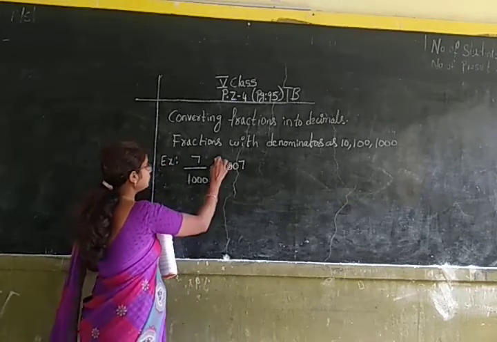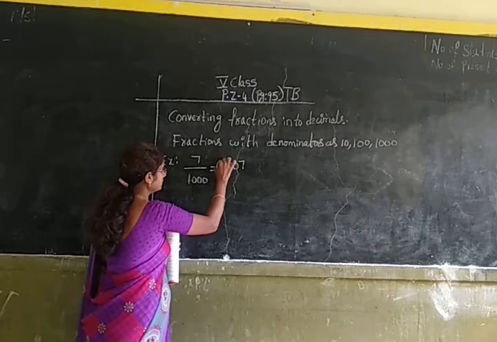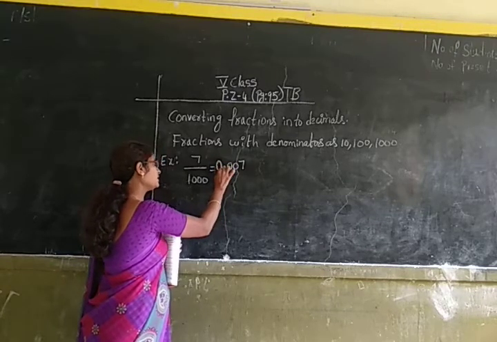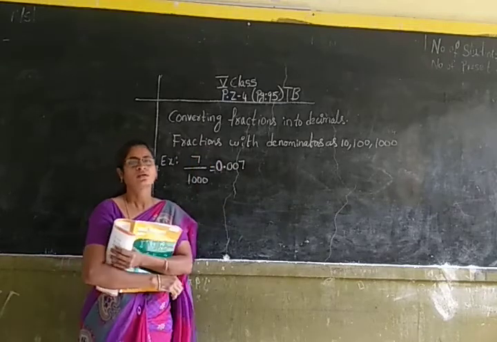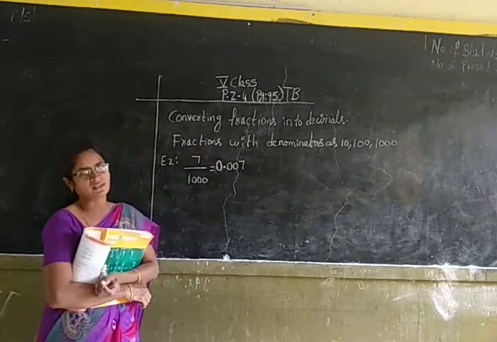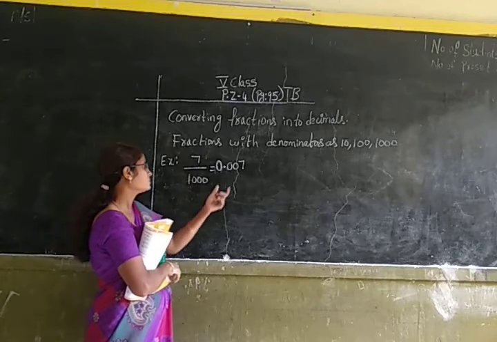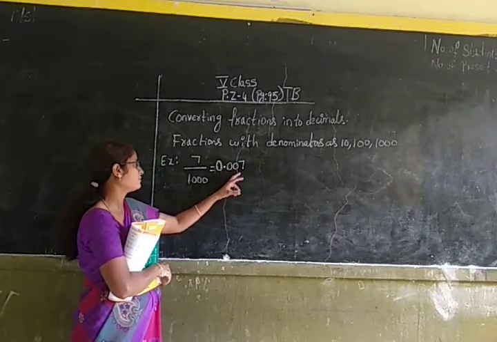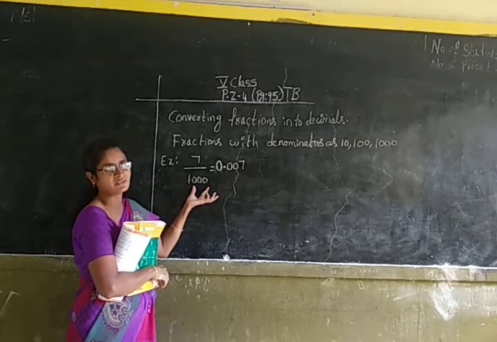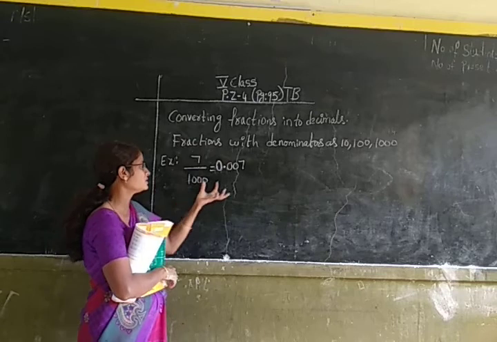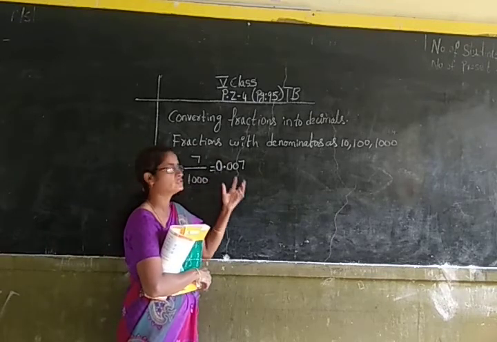So here there is no whole number part. So let us take 0 in the whole number part. Whenever there is no digit in the whole number part, you can take it as 0. So here we have placed a point after 3 digits because 1000 is having 3 digits. 1, 2, 3. So 7 by 1000 is equals to 0.007.